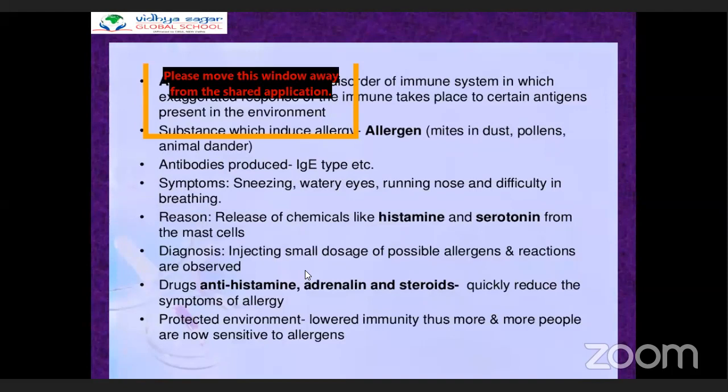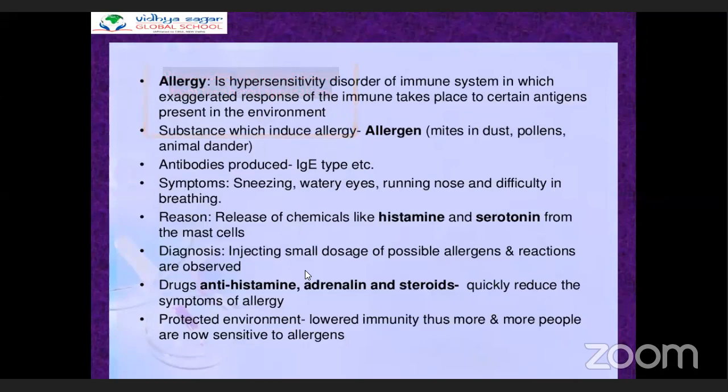So because of this, modern day lifestyle has lowered the immunity power and increased the sensitivity to allergens. A protected environment totally lowers the immunity, and thus more and more people are now sensitive to the allergens. Is it clear? We'll move to the next slide. Yes, ma'am.